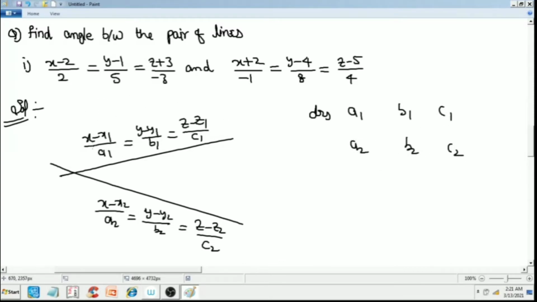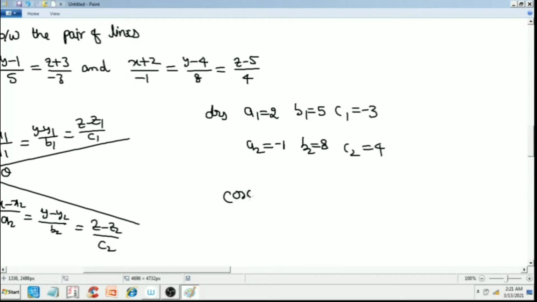Compare this line with the first line: a1 is equal to 2. Compare the second line with the second line: a2 is equal to −1. Next, b1 is equal to 5, b2 is equal to 8, c1 is equal to −3, c2 is equal to 4. So we have a1, b1, c1, a2, b2, c2. The angle between them is theta, let us say.